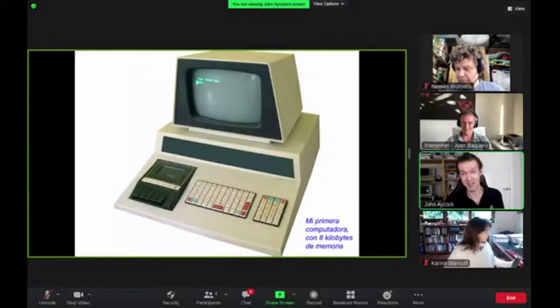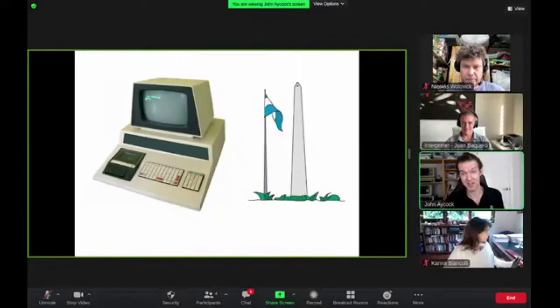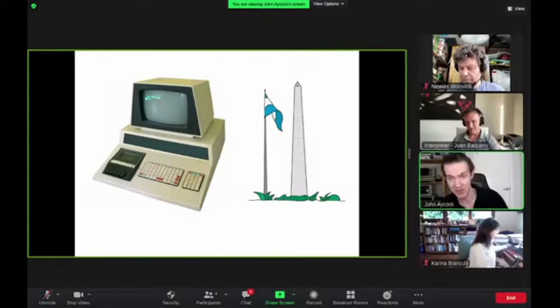For scale, here's the Obelisco de Buenos Aires. It was a massive, massive computer. I'm not showing this to you because I'm a narcissist. And don't get me wrong, I am a narcissist, but it ties in with the story.